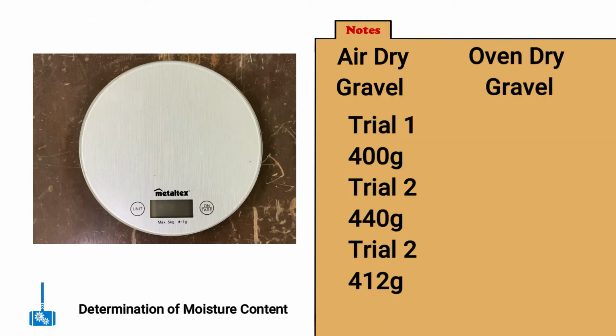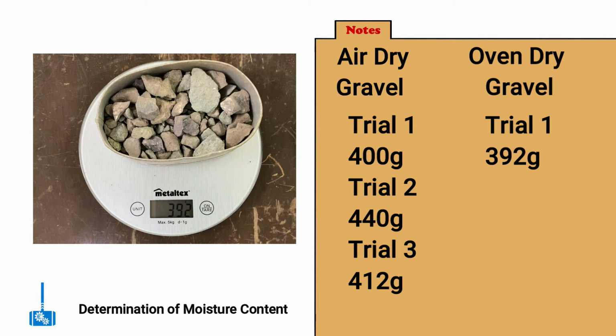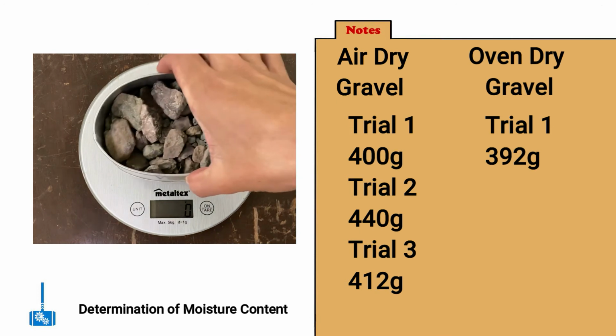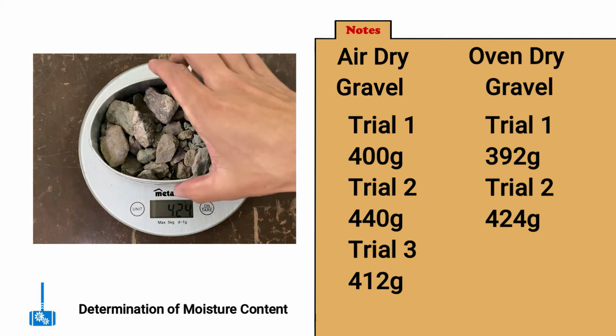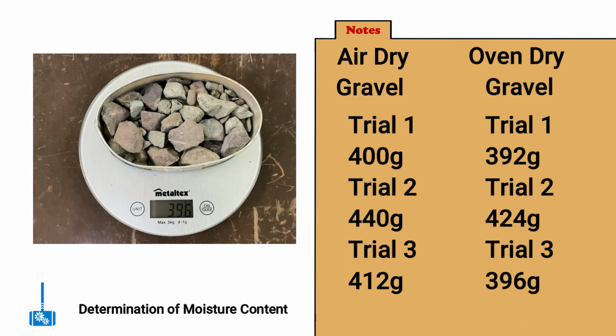Okay, so we're going to test now our oven dry aggregates. For our first pan of aggregate, we'll be weighing it. So as you can see, it's now 393. For our second one, it's now 424. And for our last trial, as you can see, it's now 396.